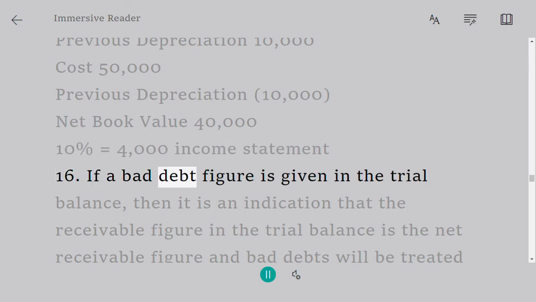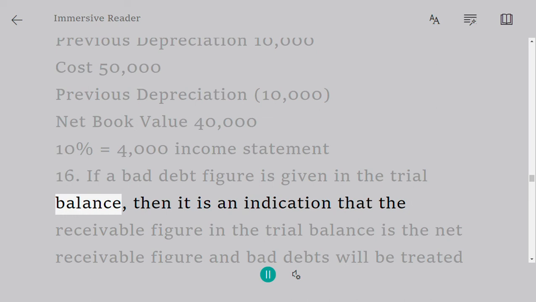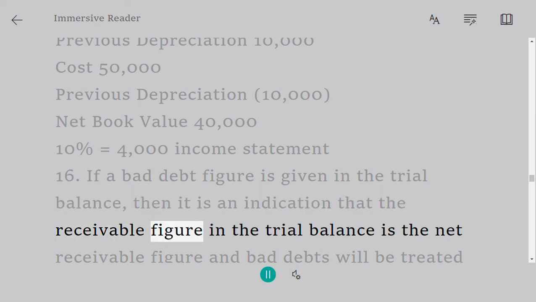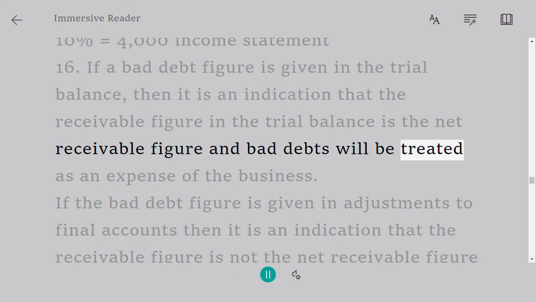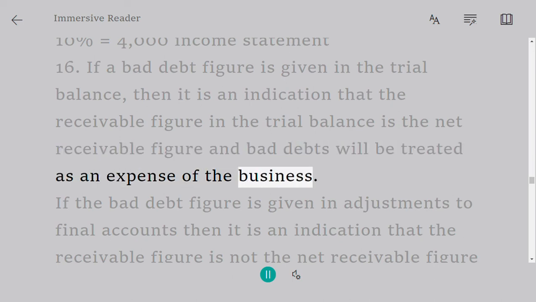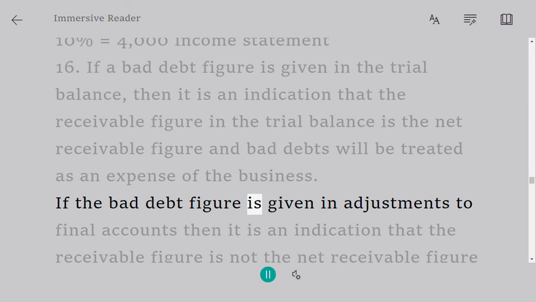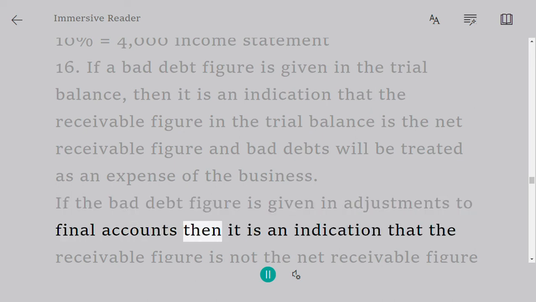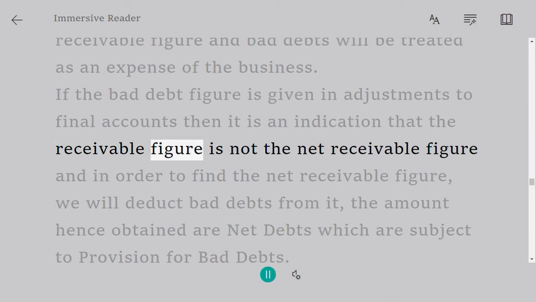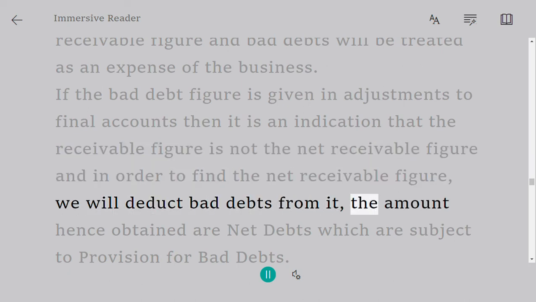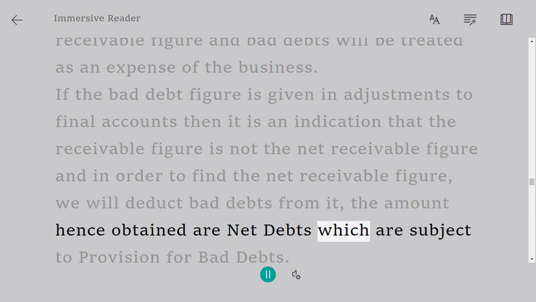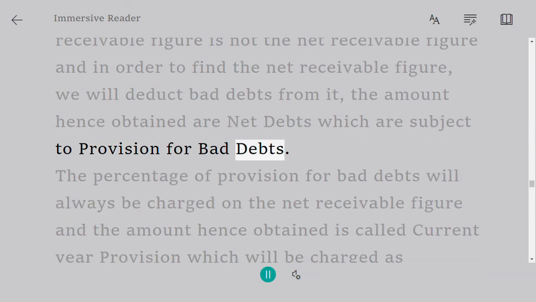16. If a bad debt figure is given in the trial balance, then it is an indication that the receivable figure in the trial balance is the net receivable figure and bad debts will be treated as an expense of the business. If the bad debt figure is given in adjustments to final accounts, then it is an indication that the receivable figure is not the net receivable figure, and in order to find the net receivable figure, we will deduct bad debts from it.